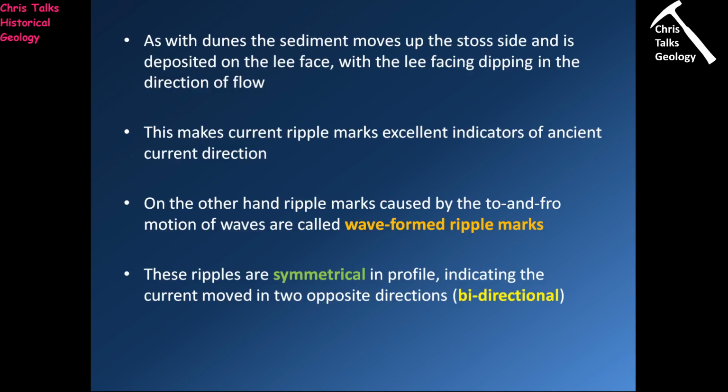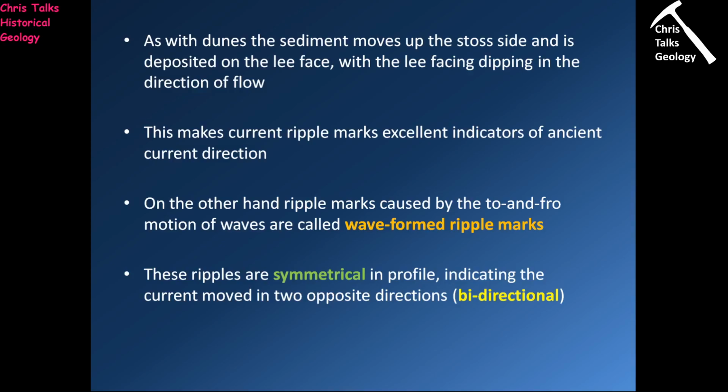The other type of ripple that we have is called a waveformed ripple. Now the thing about a waveformed ripple is that it's produced by a bidirectional flow. And as the name suggests, waveform ripples are associated with waves. So you're going to get them in beach environments. So think of a wave.